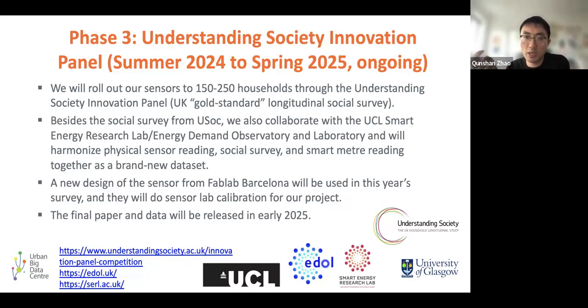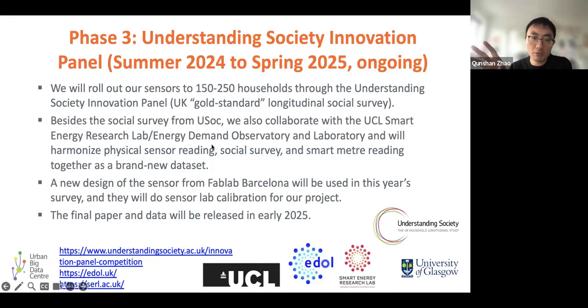Besides the social survey, we also collaborate with UCL and their Smart Energy Research Lab. They can get people's smart meter data, so we will know every half an hour their electricity and gas consumption. This helps us understand much better because we can match the energy usage with the sensor data. They are all at fairly high time granularity, so we'll know how much energy they use and what their indoor temperature is.